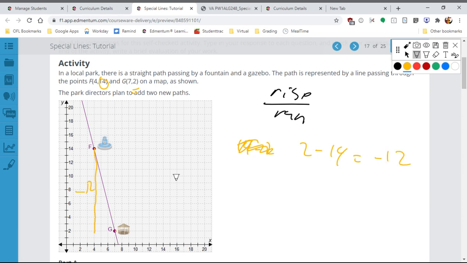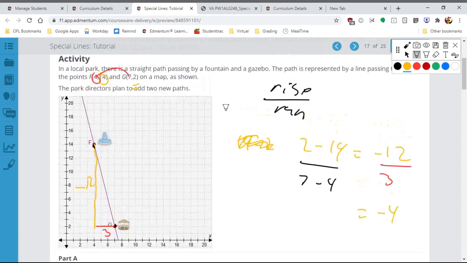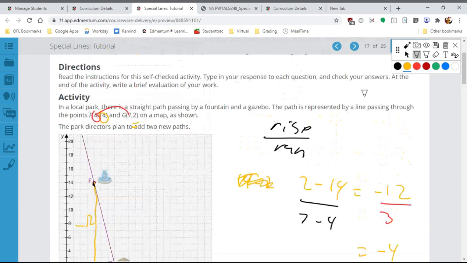I went down 12. How far am I running? Well, if I look at my 4 and I go to 7, I ran 3. Or if you want to do it by the formula, again, I'm showing you just ways to do this. You guys pick whichever way works for you. You're going to do 7 minus 4. Always start from right, then to left when you're subtracting. So negative 12 divided by 3 is negative 4. So my slope is negative 4. All right, so I know that my slope is negative 4.